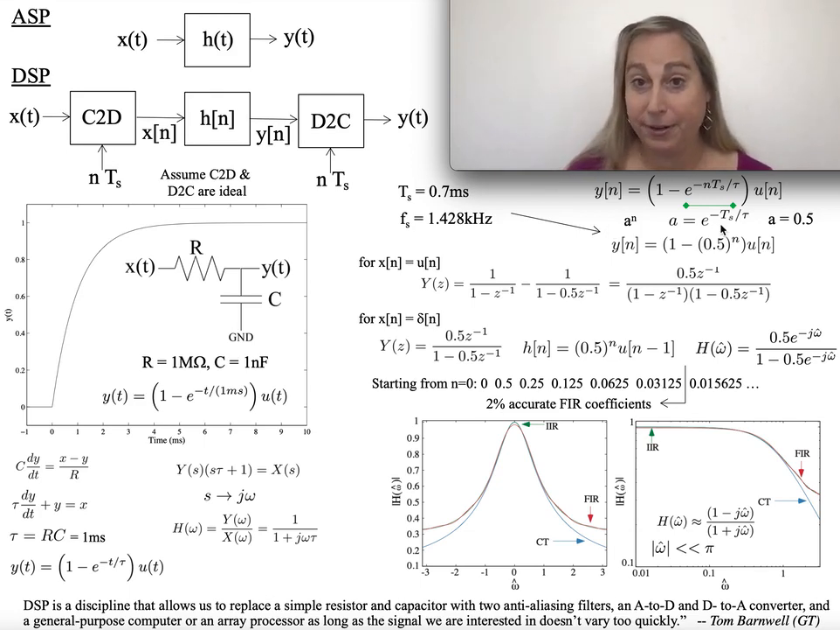I did choose my variables carefully here. So a is a half. We'll do a few digits of precision. We'll go with a half. And so what this expression turns out to give me is y sub n is 1 minus 0.5 to the n times u of n. You think, okay, that's reasonable, and that's a very reasonable response I would get out of a difference equation system.